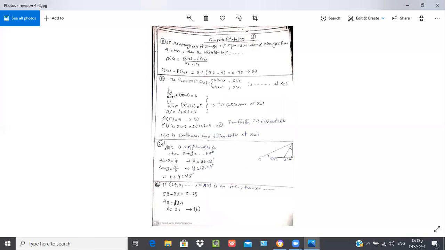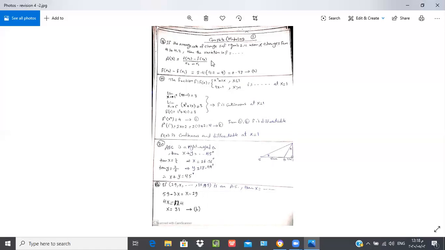This is the second one. He said if the average rate of change of a function f equals 2.4, he gives you the average rate. He gives you A of h equal 2.4, when x changes from 4 to 4.2, then the variation of the function equals what?